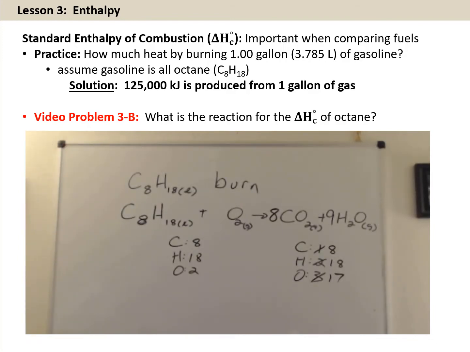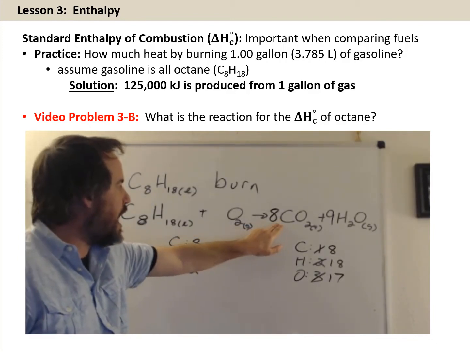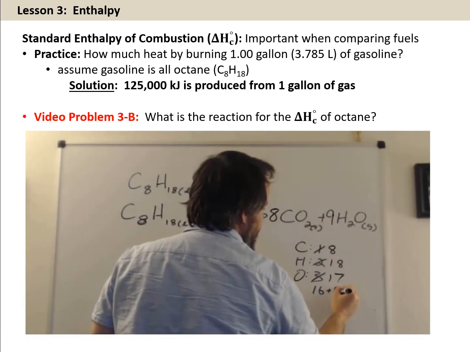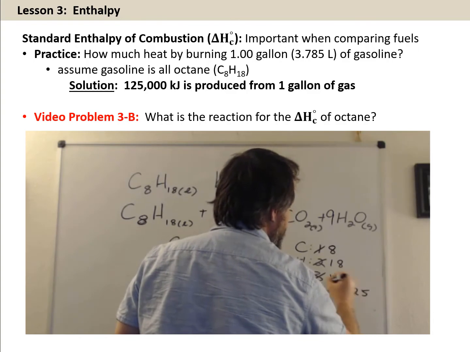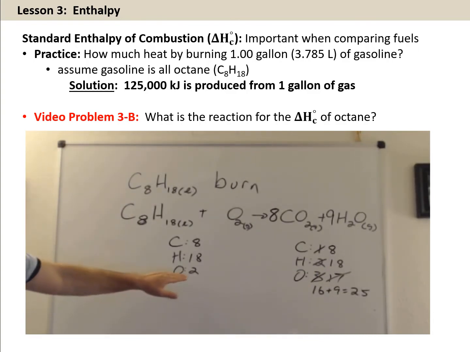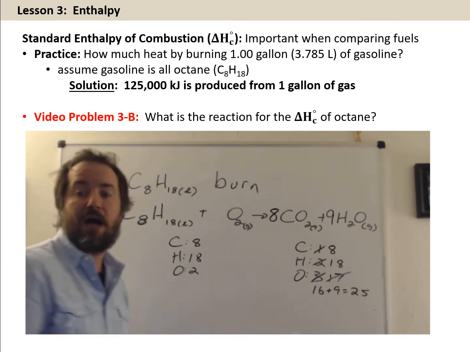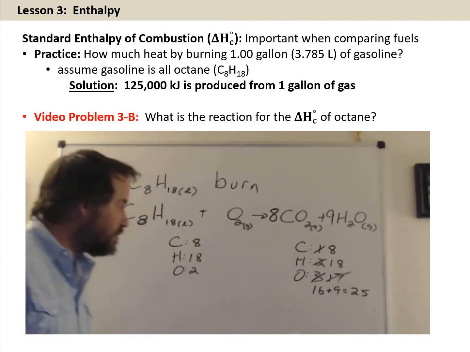Okay, so that's going to balance my hydrogens. But look, now I have 16 oxygens, and then I have 9 here, so I have 25 oxygens. So I have 2 oxygens here, 25 there. So it's really not balanced. All right, so I need to balance it.